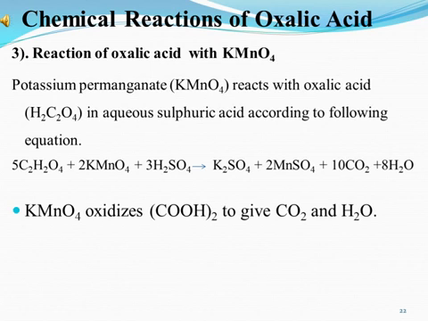As you can see in the equation, 5 molecules of oxalic acid react with 2 molecules of potassium permanganate with 3 molecules of hydrogen sulfate to produce potassium sulfate with 2 manganese sulfate molecules plus 10 carbon dioxide and 8 molecules of water. As you know, KMnO4 oxidizes oxalic acid to produce carbon dioxide and water.